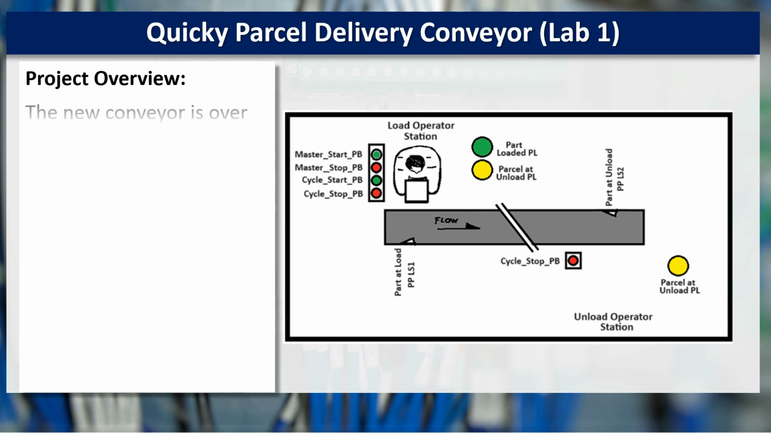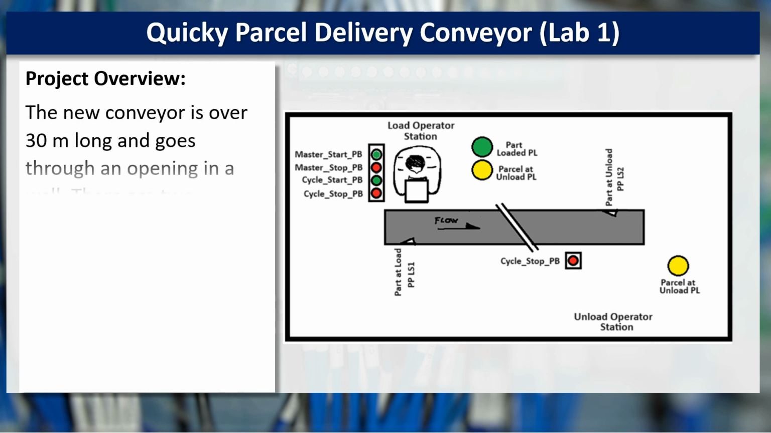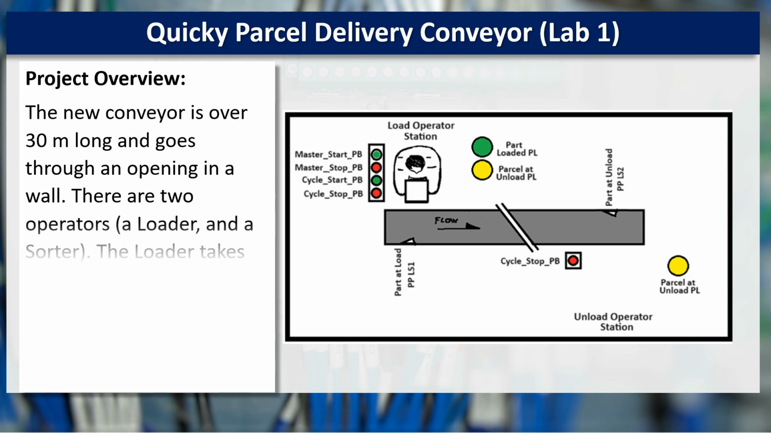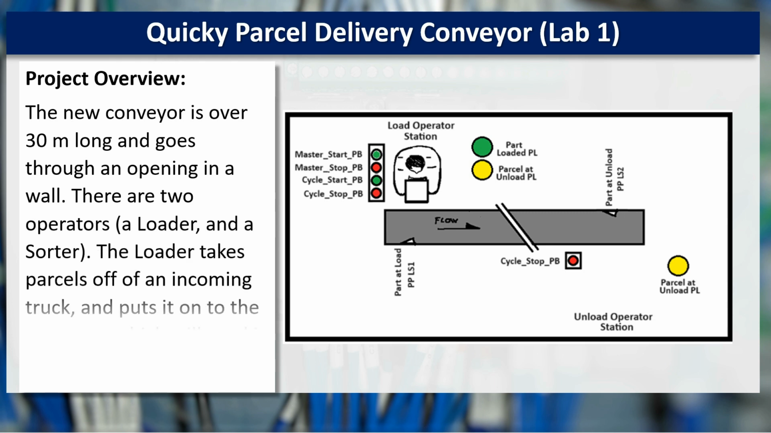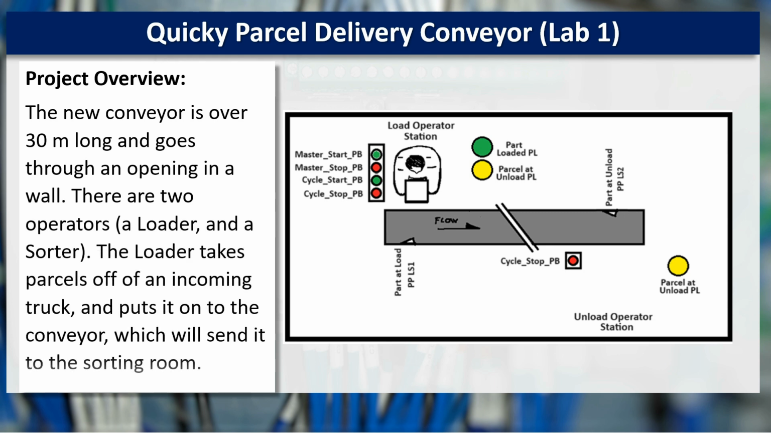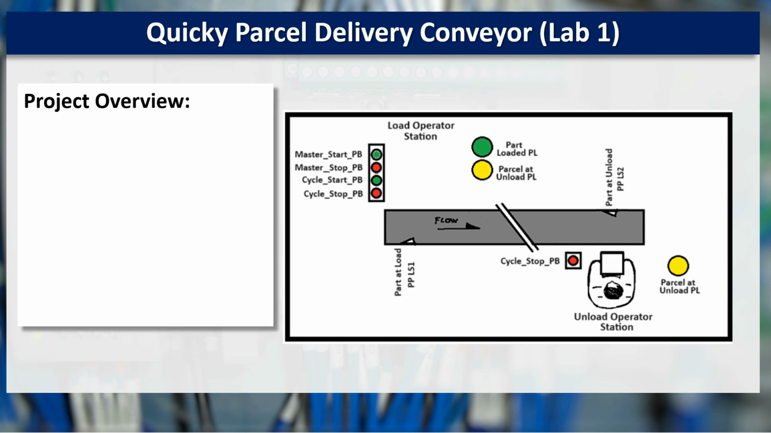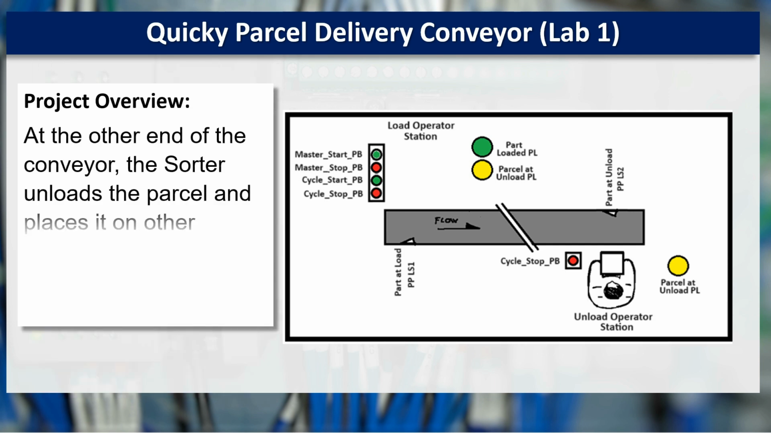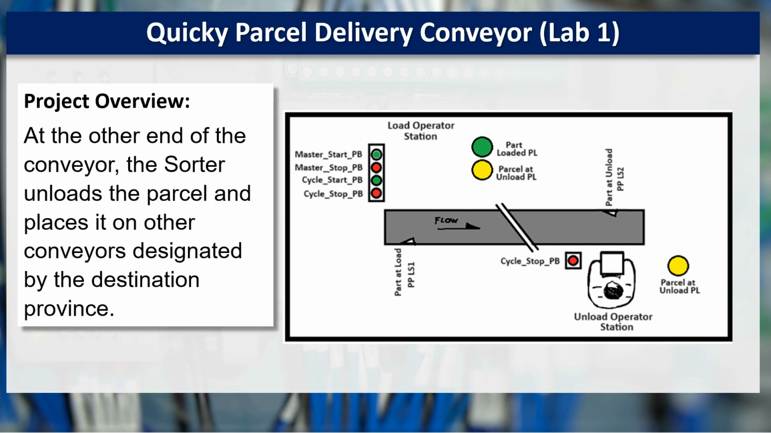The new conveyor is over 30 meters long and goes through an opening in a wall. There are two operators, a loader and a sorter, and they have no way of talking to or seeing each other. The loader takes parcels off of an incoming truck and puts them onto the conveyor, which will send them to the sorting room. At the other end of the conveyor, the sorter unloads the parcel and places it on other conveyors designated by the destination province.